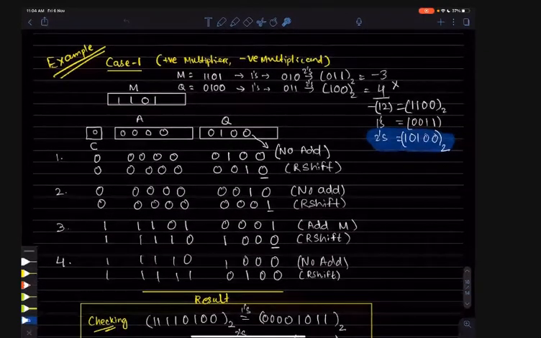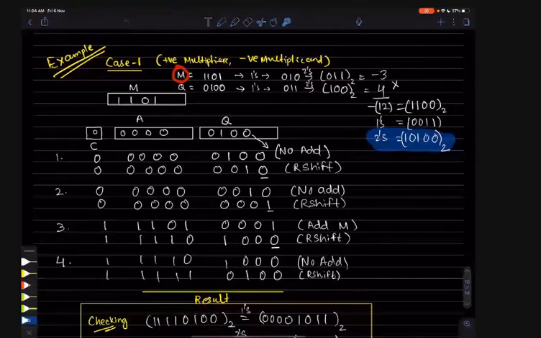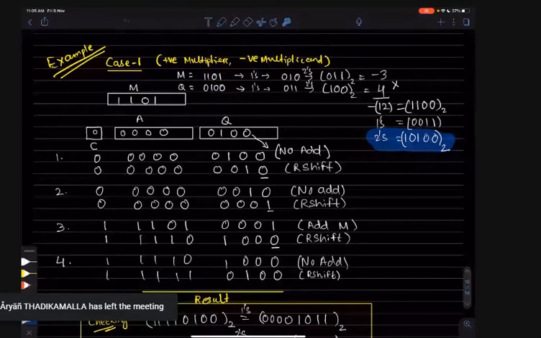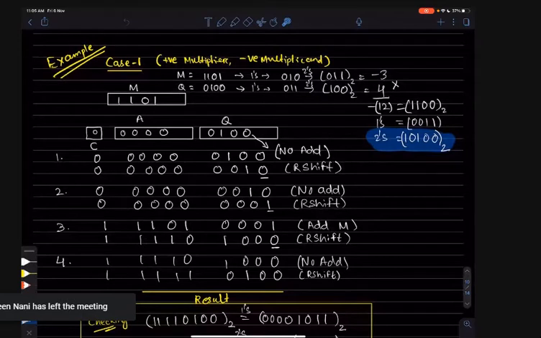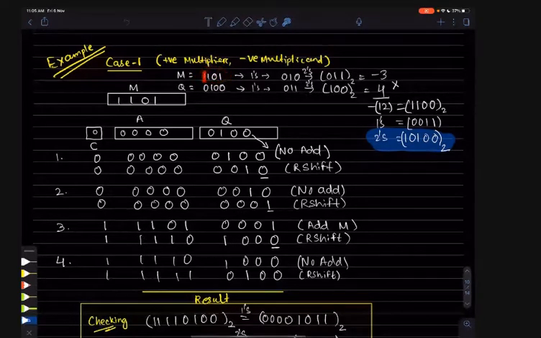In this example, the M value is given and the Q value is given. M is 1101, Q is 0100. Remember that these two numbers are in two's complement form, a negative and a positive number. This is the two's complement representation of signed numbers. M, 1101, is a negative number because the sign bit is 1. Q, with sign bit 0, is a positive number.